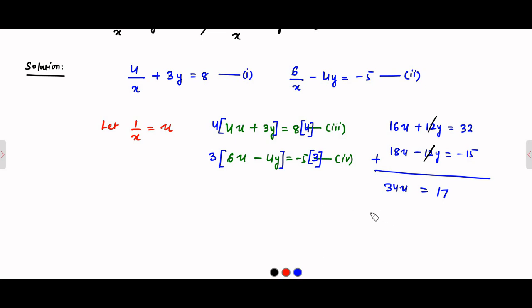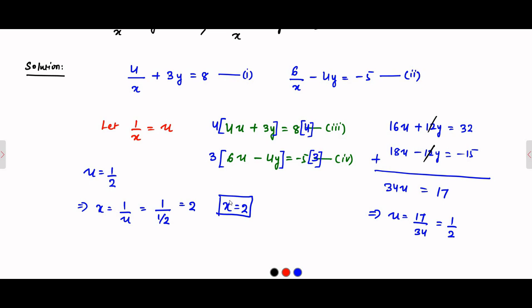That implies u is equal to 17 by 34, which is equal to 1 by 2. So we have u is equal to 1 by 2. That implies x is equal to 1 by u, which is equal to 1 by 1 by 2. x is equal to 2.